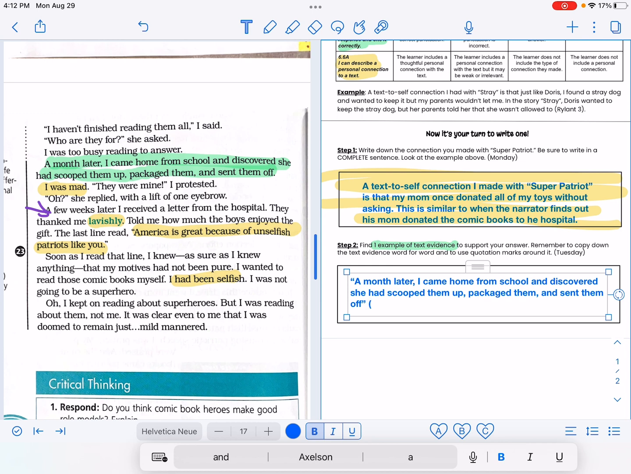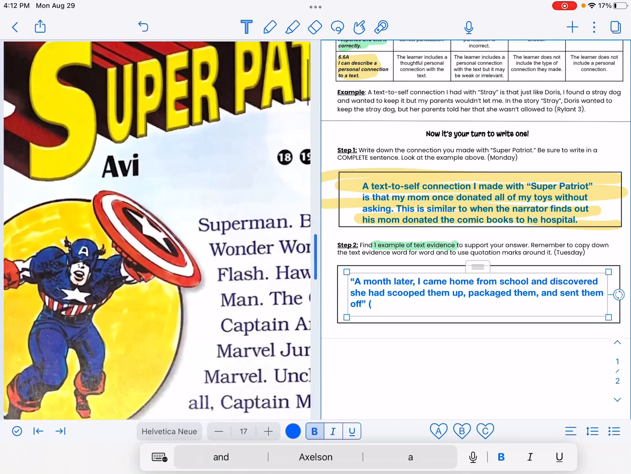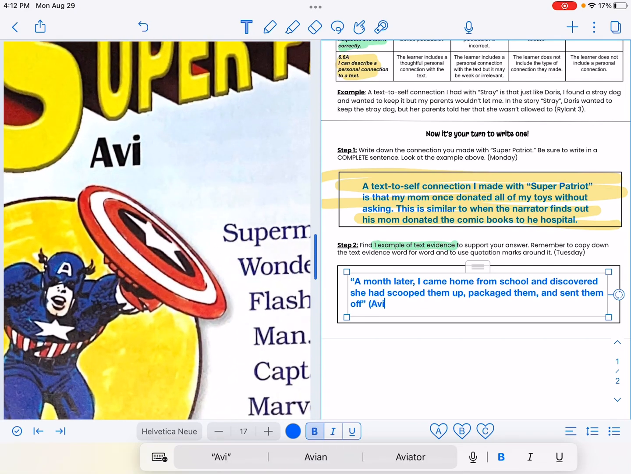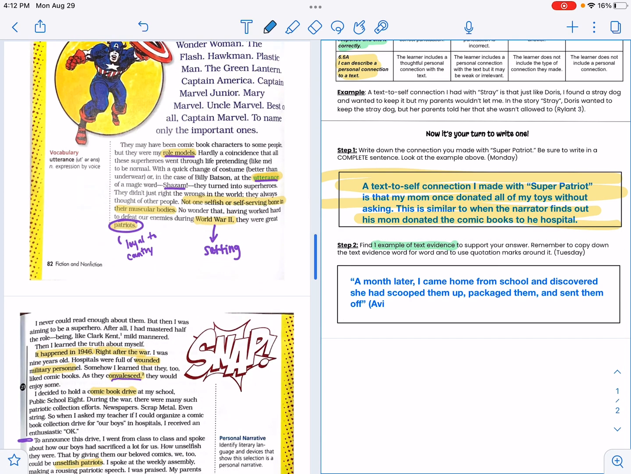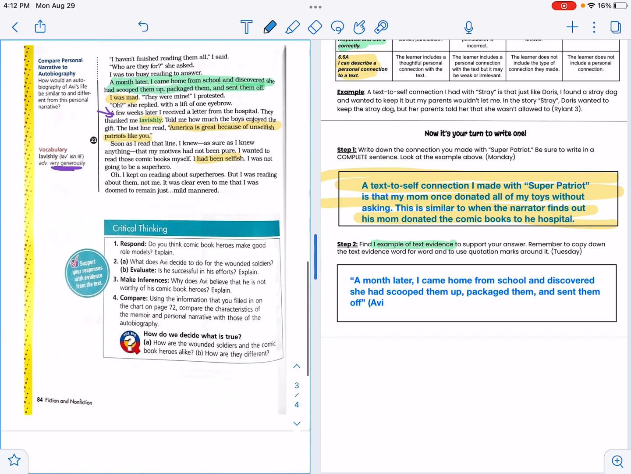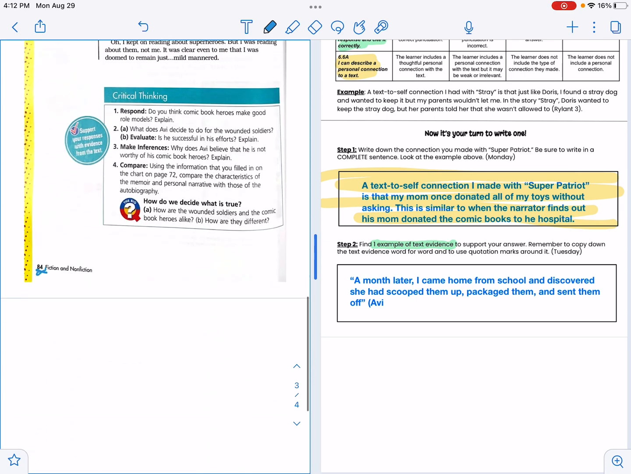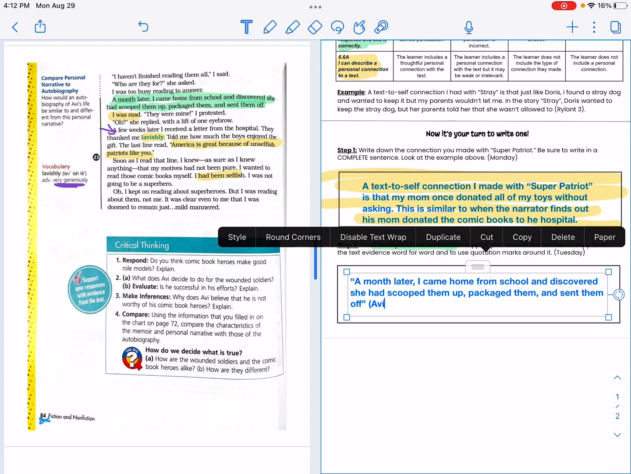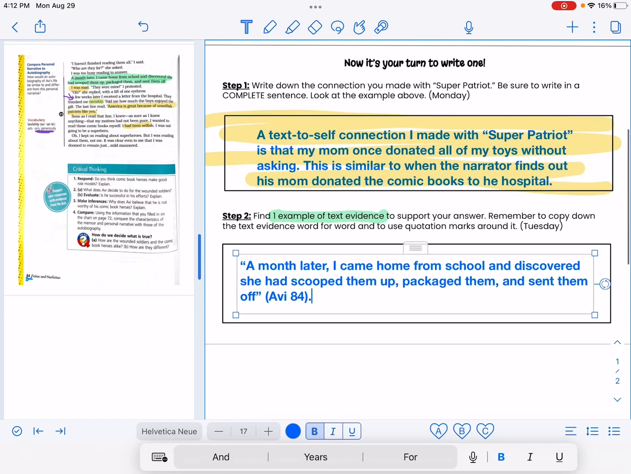Now I need my citation, and that's the part with the author's last name in parentheses to show where I got this quote, that it's actually from this story. Okay, so I need the author's name, which is just Avi. He only has one name. And then I need a page number. So this is page 82. And this is page 83. And this is page 84. It says that on the bottom of the page, and my quote is from page 84. So I will write 84, period, like so.